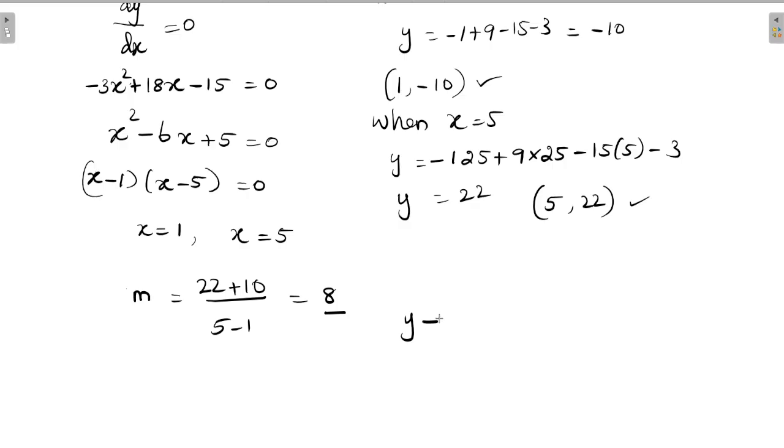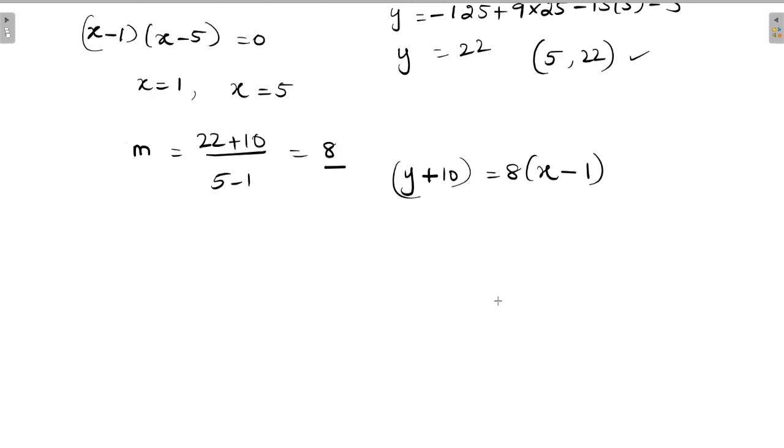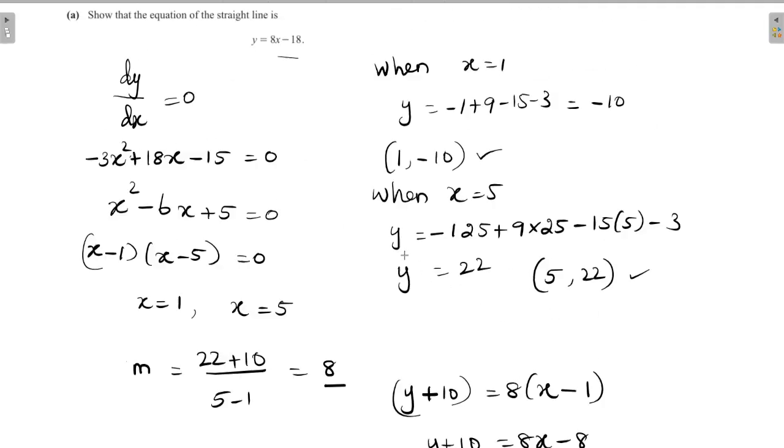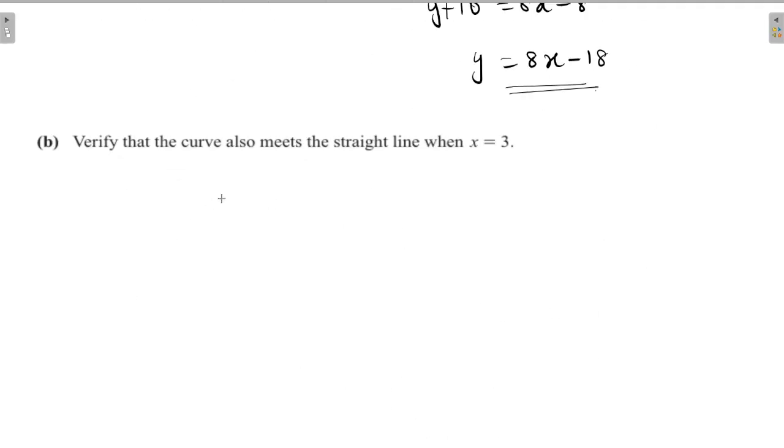Now we can use one of the points. y − y1, that is y + 10 = 8(x − x1). This is one point and the gradient. So y + 10 = 8x − 8, and y = 8x − 8 − 10, which is 8x − 18. This is the equation of the line. Hence we proved. Now verify that the curve also meets the straight line when x = 3.